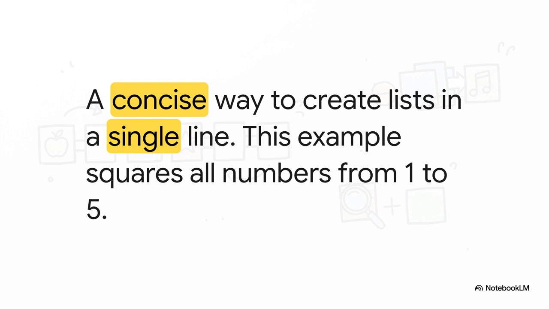This single line of code is looping through the numbers 1 to 5, squaring each one, and then gathering up all the results into a brand new list. It's fast, efficient, and just beautiful to read.